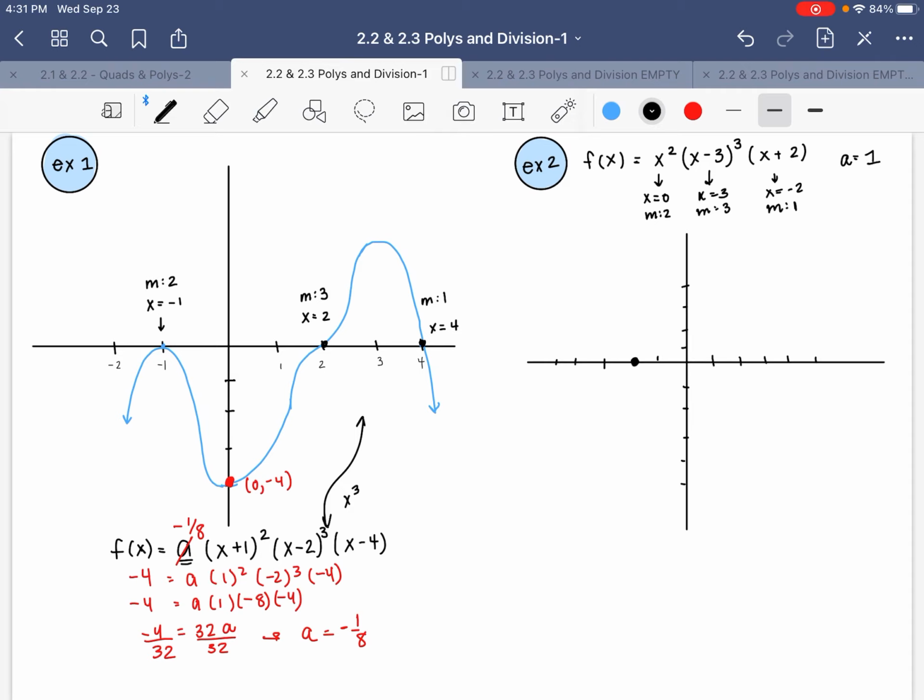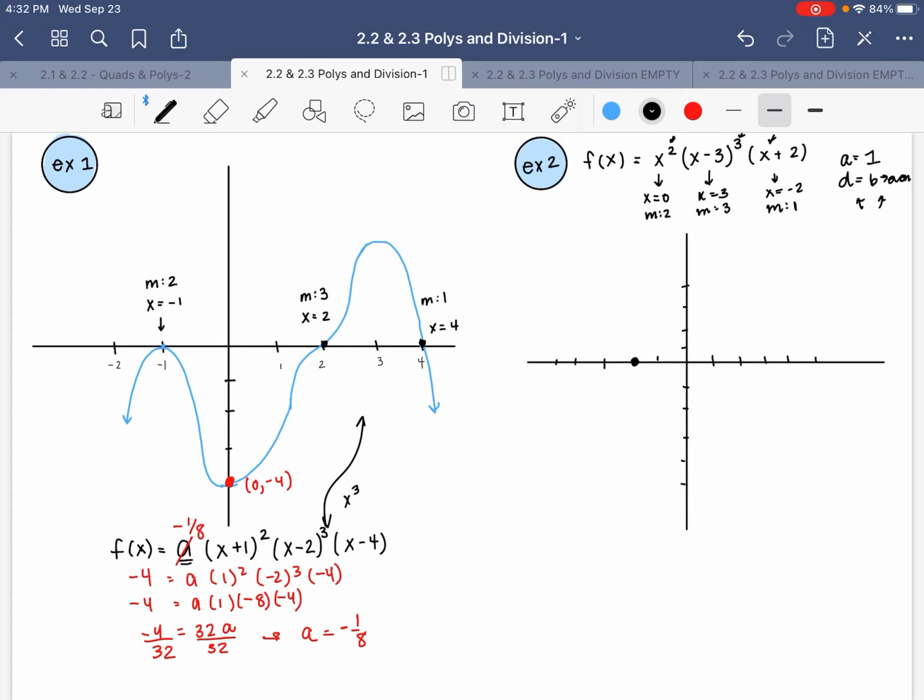Which means that, well, let's see what our degree is as well. So we have 2 plus 3 plus 1. So our highest degree term, since these are all multiplied together, is 1, 2, 3, 4, 5, 6. Our degree is 6, so that's an even number. Okay, so even number means both ends go in the same direction, and positive a value means that our ends will be going upwards towards positive infinity on both sides.